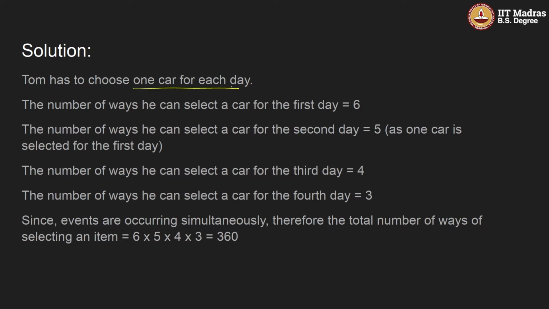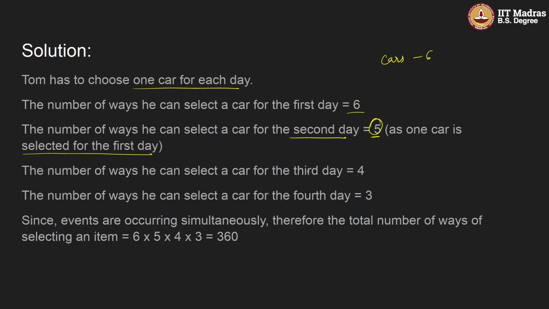The number of ways he can select a car for the first day is 6. Out of the 6 cars, like there were total 6 cars, right? From these 6 cars, he has to choose one car. So there are how many ways? 6 ways. Then the number of ways he can select a car for the second day will be 5. Why? As one of the cars is selected for the first day and he cannot repeat it again, right? So there is no repetition here. One car is already selected on the first day, so how many remaining? 5. So there are 5 ways.